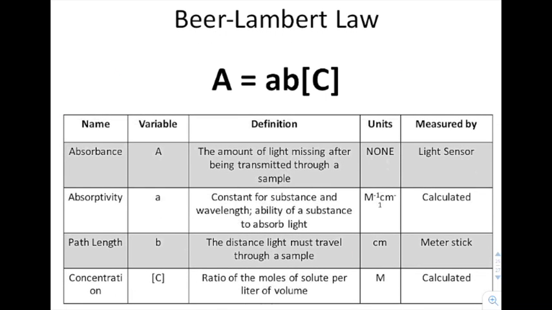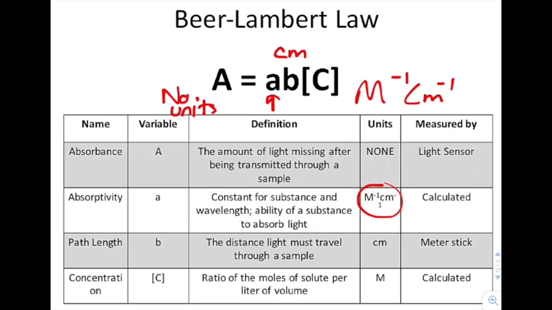Here's the Beer-Lambert law. It's the A equals ABC that we talked about. A is the absorbance. It's how much light is missing, and because this is a fraction, there are no units. You have the absorptivity. And the absorptivity is based on what the molecule actually is, and that's usually in something kind of strange like this, where it's molarity minus 1, cm minus 1. Then you have the path length, which is in centimeters, and you have the concentration, which is in molarity.